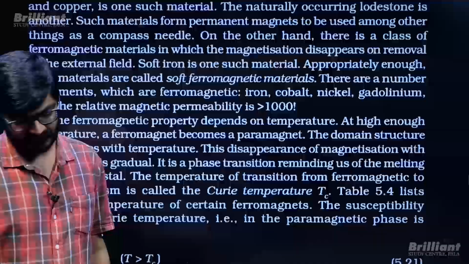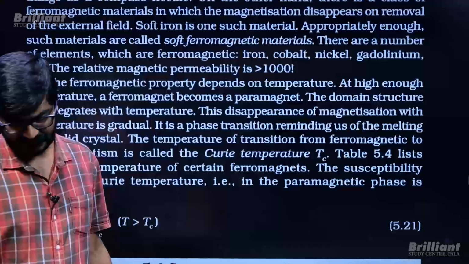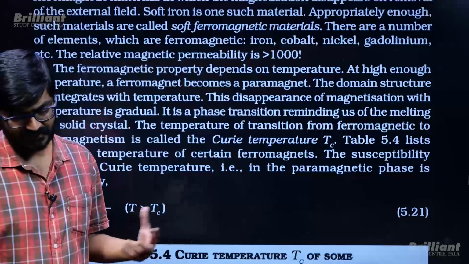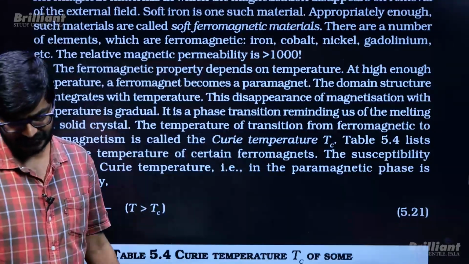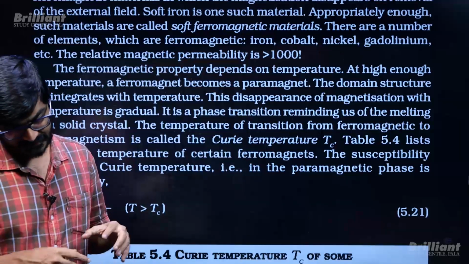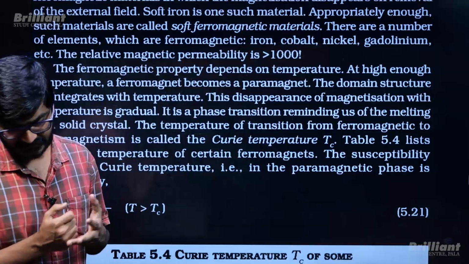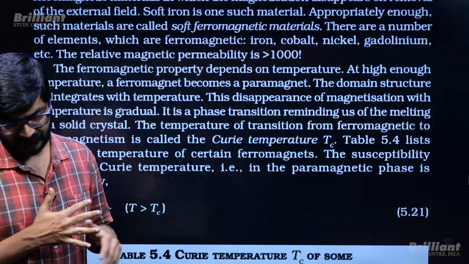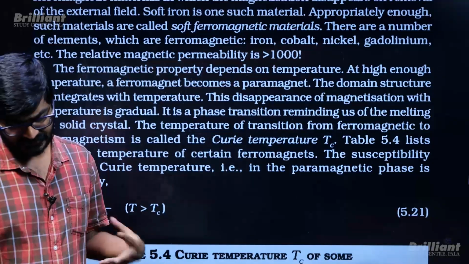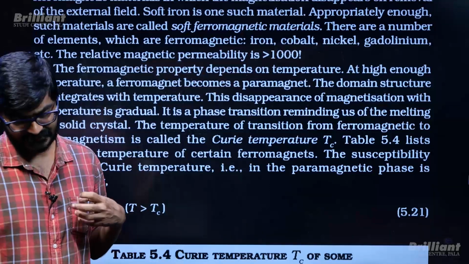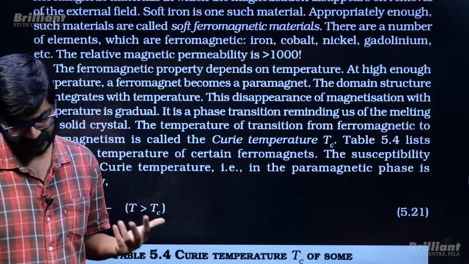Anyway, ferromagnetic property depends on temperature. That makes sense. At a high enough temperature, a ferromagnet becomes a paramagnet, because domains will be randomly shifting their directions. The domain structure disintegrates with temperature. This disappearance of magnetization with temperature is gradual. It's not a sudden thing. It is a phase transition, similar to the melting of a solid crystal.